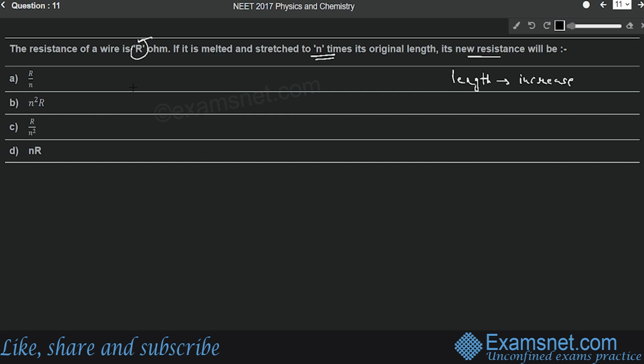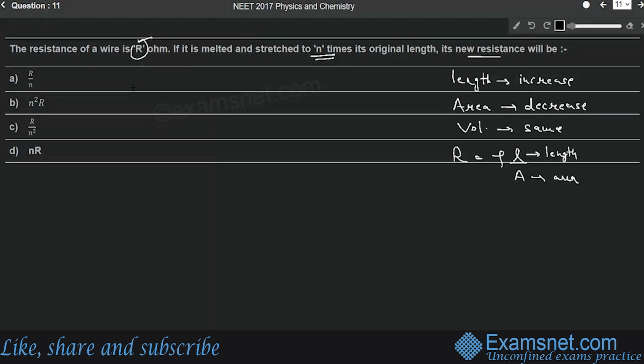What will happen to area? Area will decrease. But one quantity will remain constant, that is the volume. So volume will remain the same. Now we know that resistance is equal to rho, that is resistivity, into L upon A, where L is the length and A is the area.